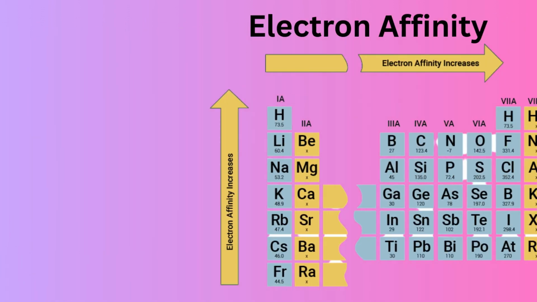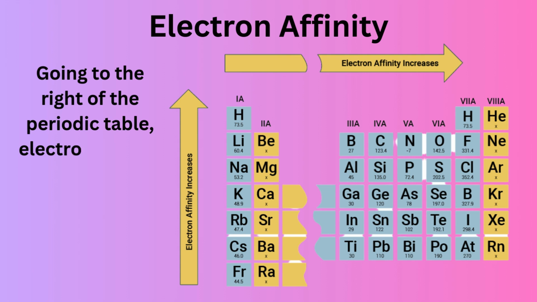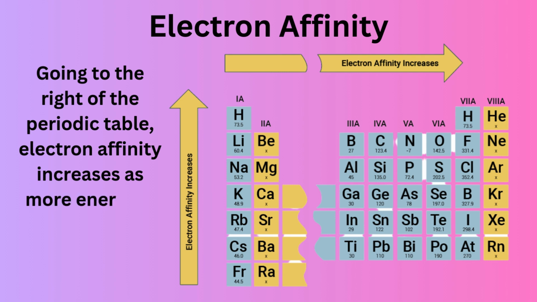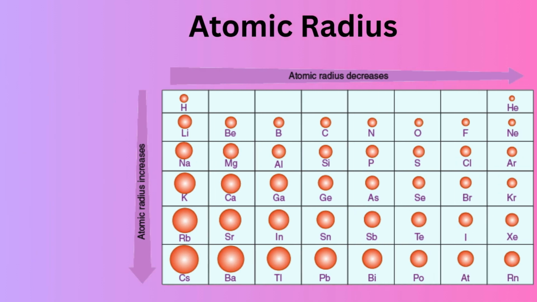What about electron affinity? That sounds like the opposite, like how much an atom wants to gain an electron, right? Yeah, you could think about it that way. Electron affinity is the energy change that happens when a neutral atom in its gas phase gains an electron. As you move across a period, electron affinity generally becomes more negative, meaning more energy is released when an electron is added. And down a group, it generally becomes less negative.